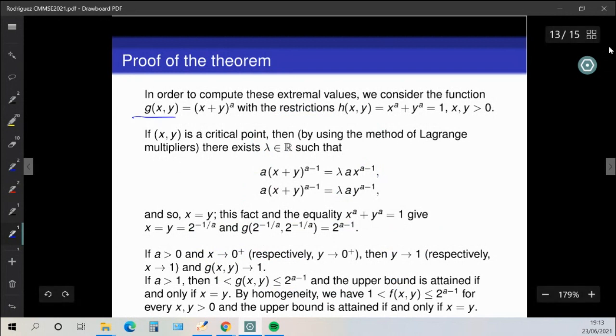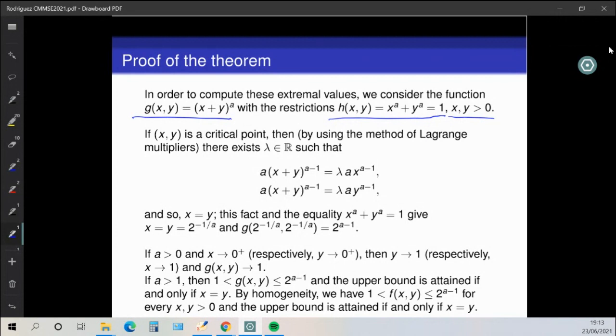Okay, and so we start with the study of this function. In order to do this, we consider this function with the restriction h equal to 1, and also we consider positive values of x and y. Note that g is equal to f under our condition, if h is equal to 1. And of course, by homogeneity, the inequality for g with these restrictions implies the same inequality for our function f without restrictions.